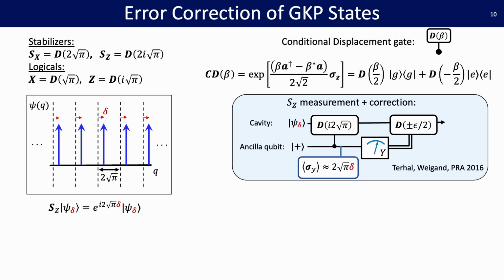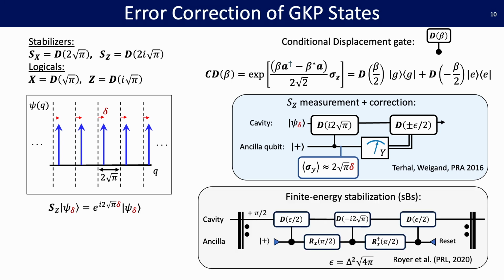So this is all designed for the ideal code, but it can be adapted to the finite energy code with a slightly more complicated circuit, but again, just consisting of conditional displacements and ancilla rotations. And here the nomenclature SBS, or small, big, small, refers to the amplitude of these conditional displacements. The small amplitude, epsilon, encodes the envelope size, and the big amplitude of 2 root pi encodes the stabilizer length.